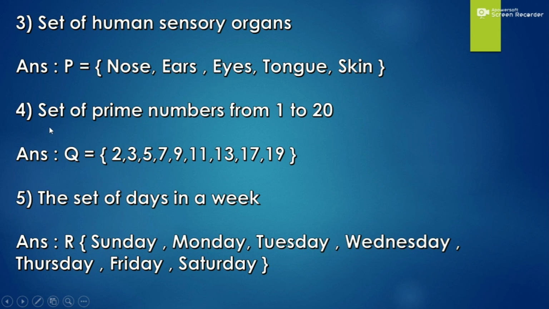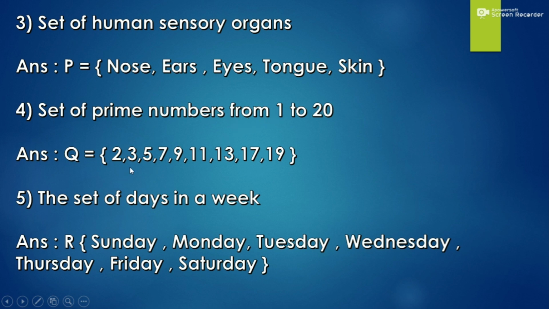Then fourth example, the set of prime numbers from 1 to 20. In Marathi, prime numbers are known as मूळ संख्या. Then Q is equal to... Prime numbers means the numbers which are divisible only by itself and 1. Those numbers are known as prime numbers.